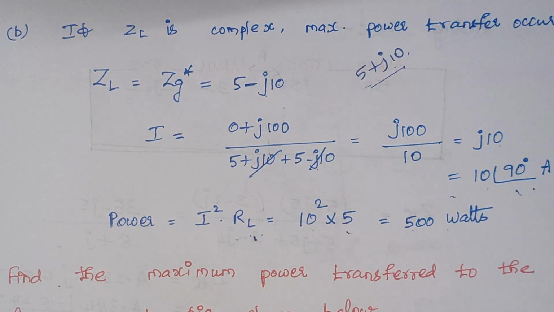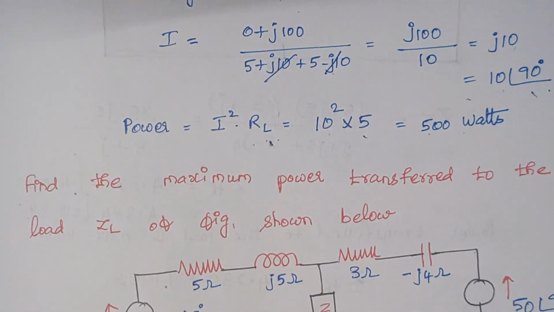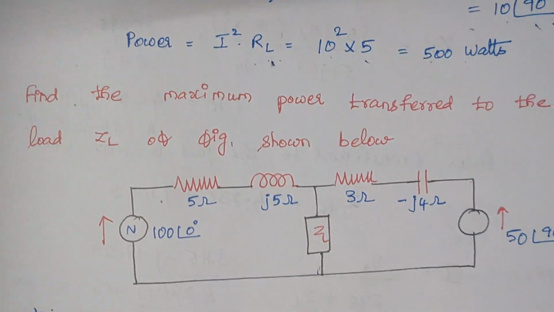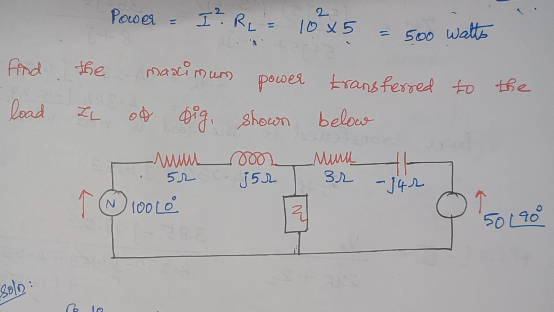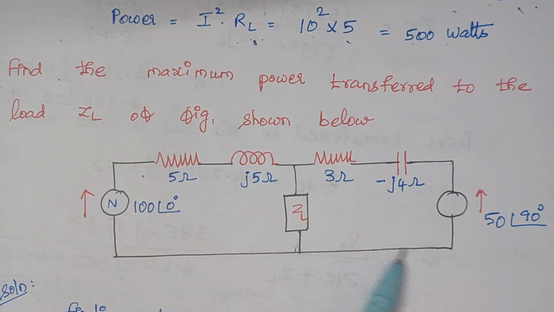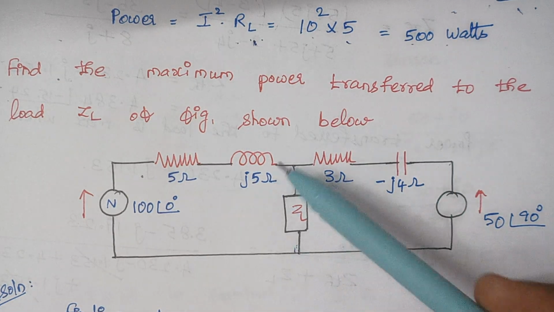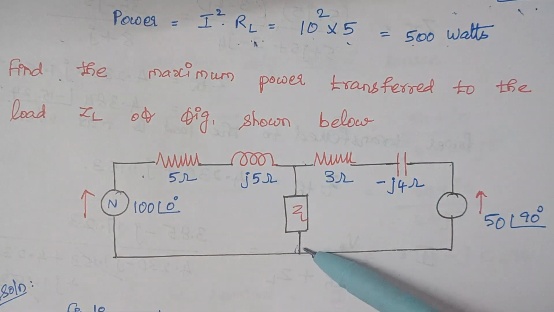Now we proceed with the next problem. Find the maximum power transferred to the load ZL of the figure shown below. So this is the given circuit diagram. Here we have to again find the maximum power transferred to this load impedance ZL.